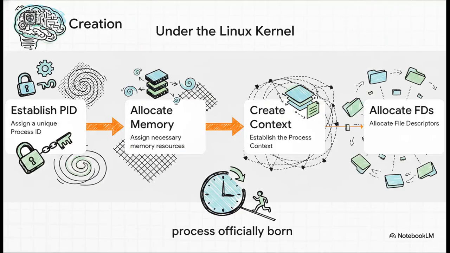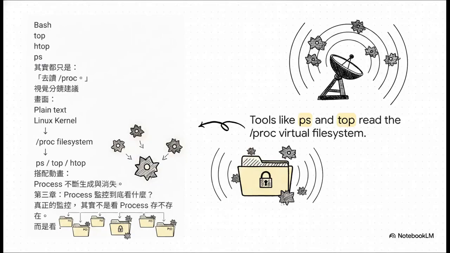And here is what happens under the hood. It's basically a very specific protocol. When you run a command, whether you're just opening bash or accidentally executing malware, the Linux kernel rapidly steps in. First, it establishes a unique PID or process ID. Then it allocates the necessary memory. Third, it creates the process context. And finally, it allocates file descriptors so the process can actually read and write data. It's only after all this is done that the kernel hands it over to the scheduler, and the process is officially born.